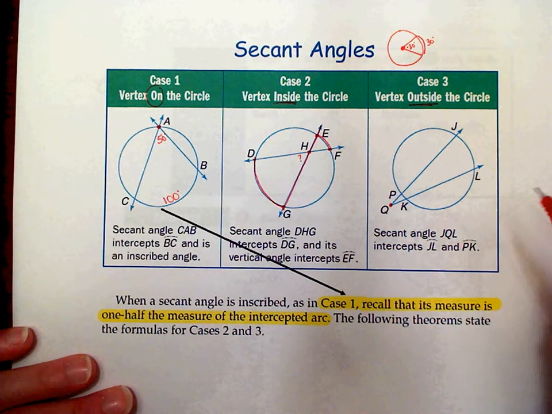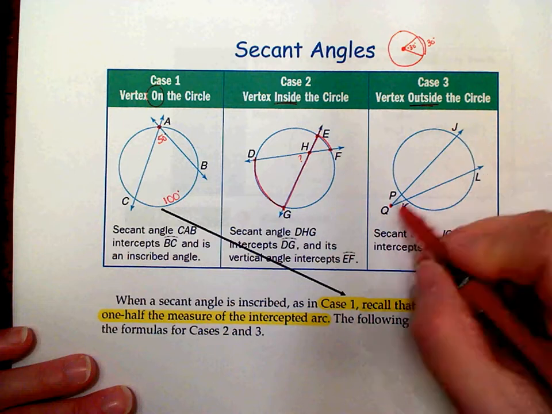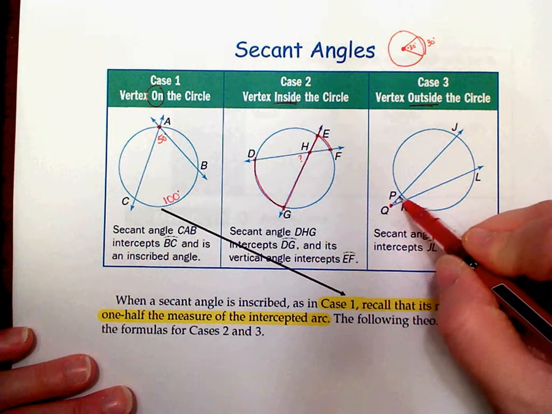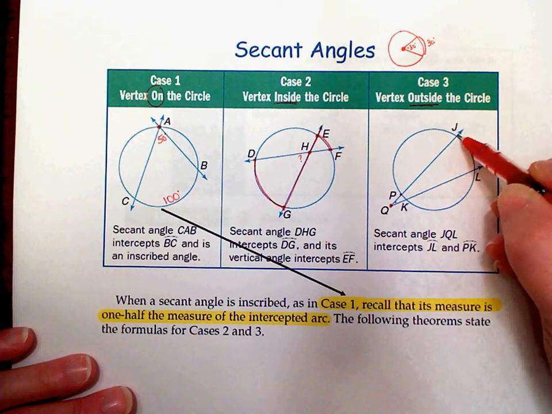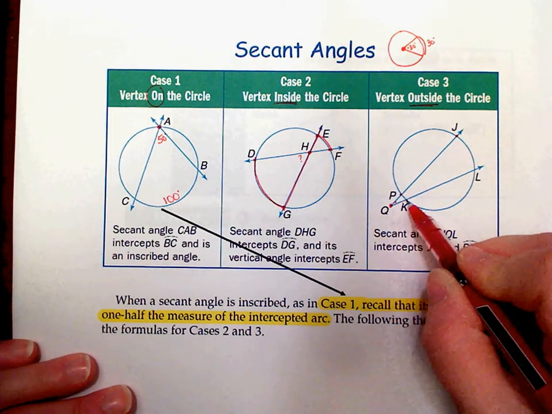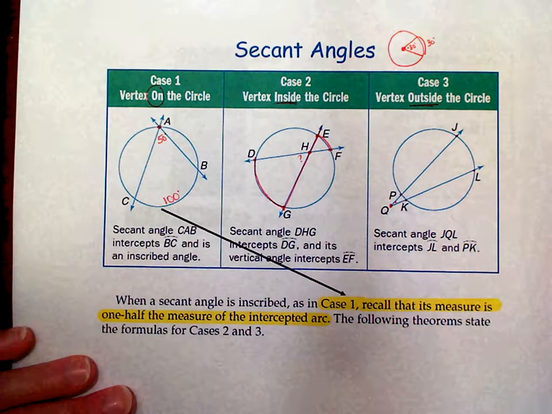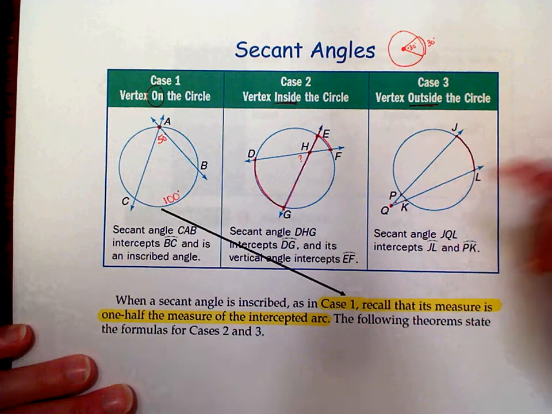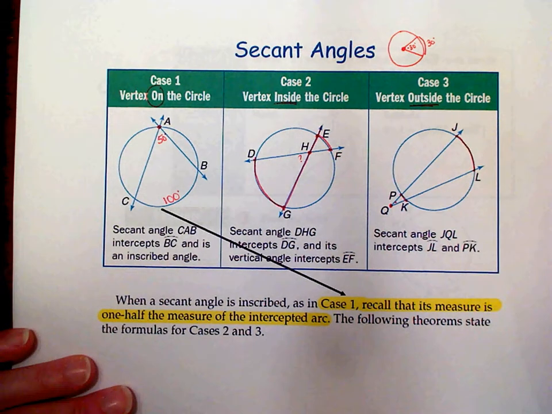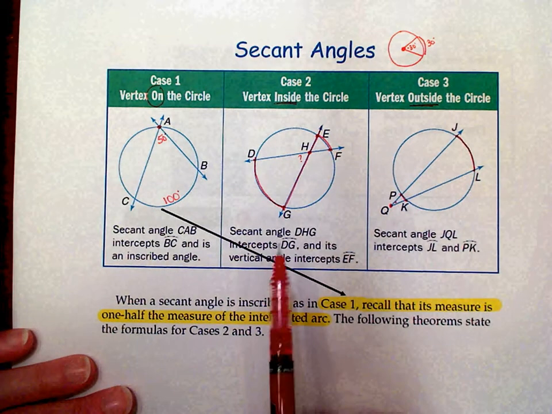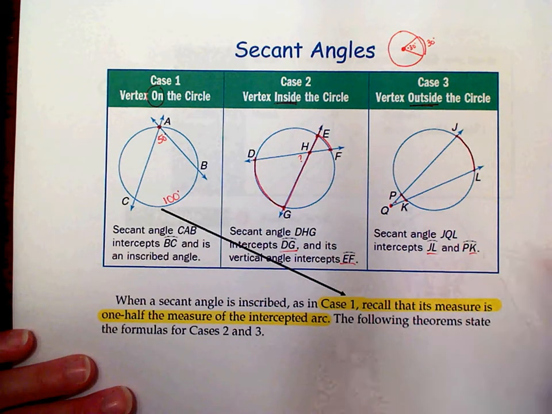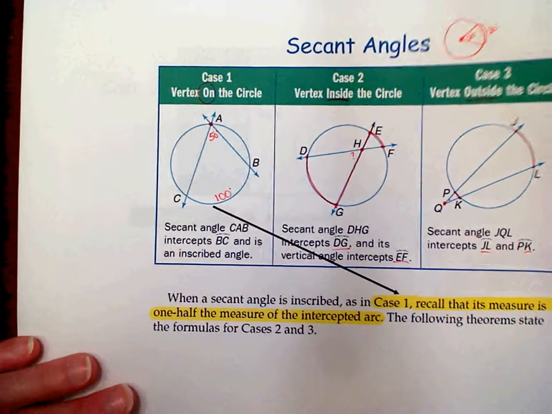So if I was looking here at angle JQL, that angle right there, if you follow its sides, it goes through point P and point J. This side goes through point K and point L. So it also intercepts two arcs, arcs JL and arcs PQ. So the inside and outside angles are going to intercept two arcs each. And you'll see in the relationship that it requires two arcs to find the angle measure.